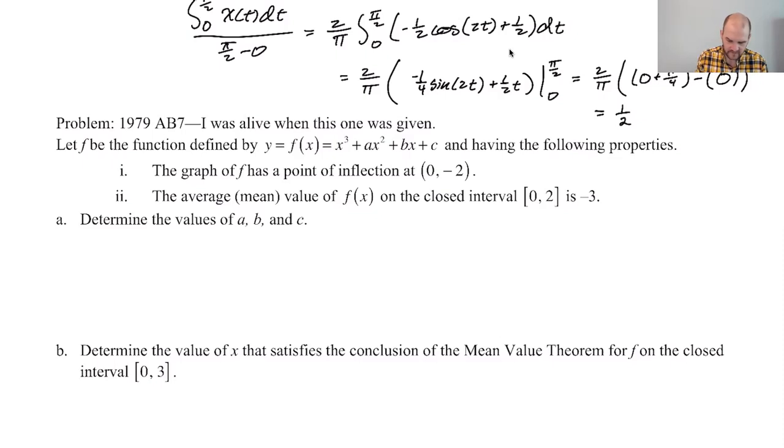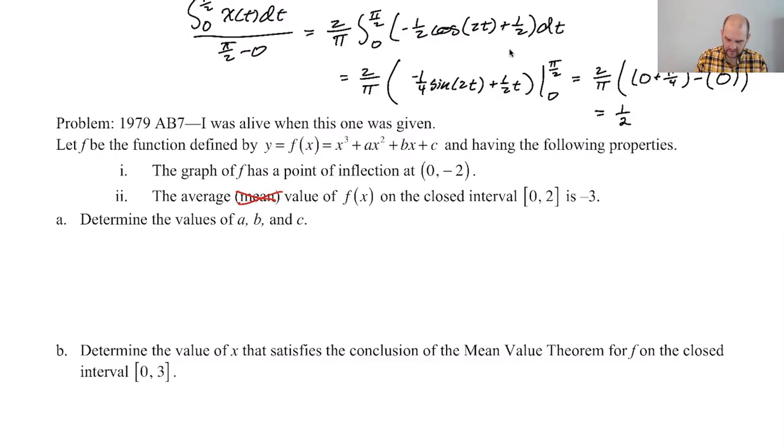On the modern exam, they would just say the average value. They would not throw mean in there. They'd say the average value of the function on the closed interval is -3, and you'd be like, yep, I know exactly what that means. They used to mix that word up. Anyway, let's see what we can do. All right, determine a, b, and c.